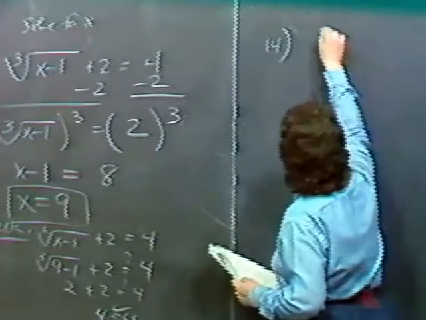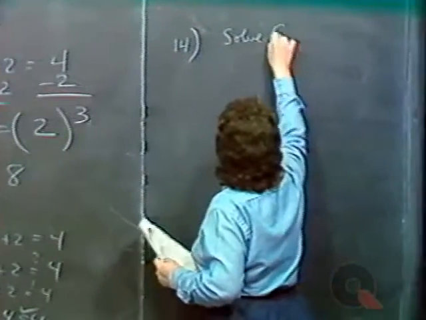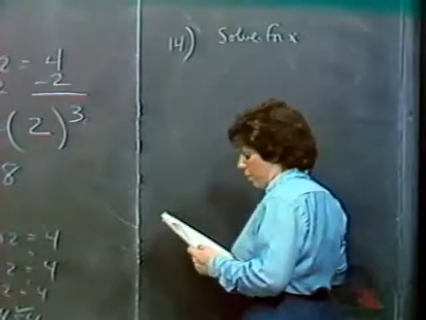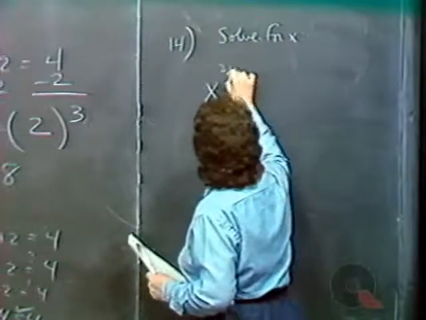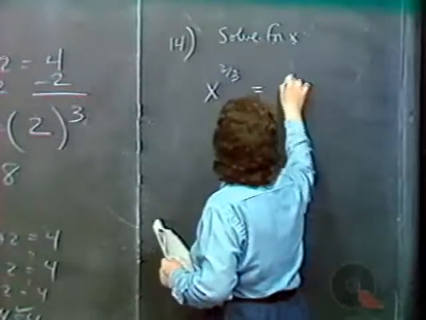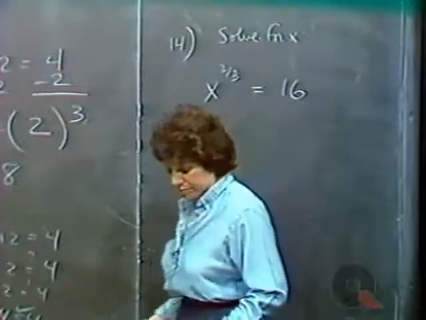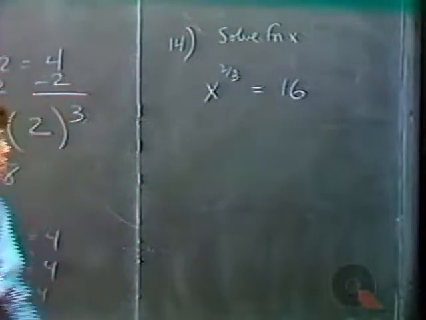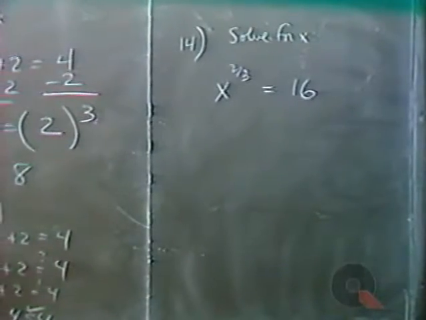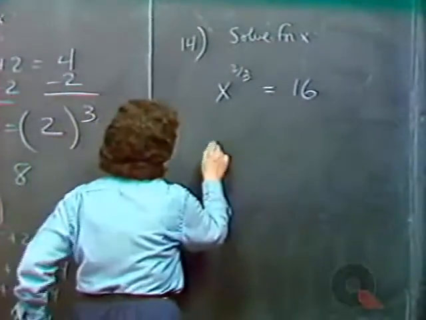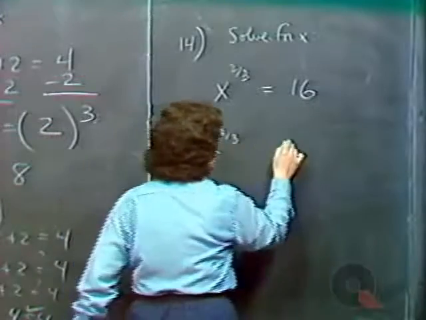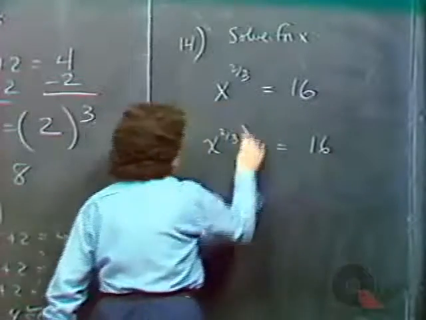In problem 14, solve for x the following: x to the 2/3 equals 16. All right? To solve this, to get x alone, I'm going to have to raise both sides to the appropriate power.